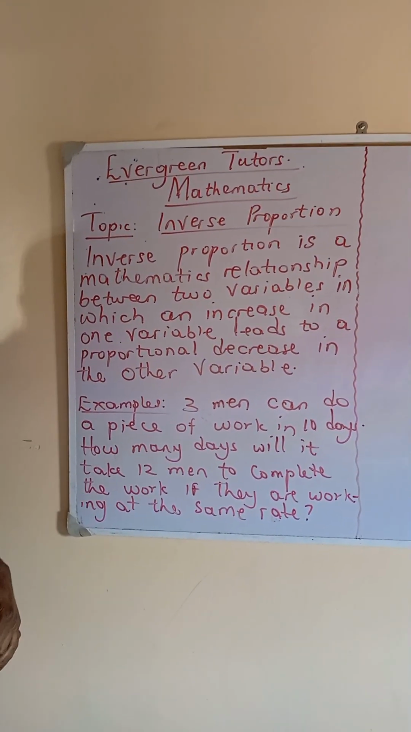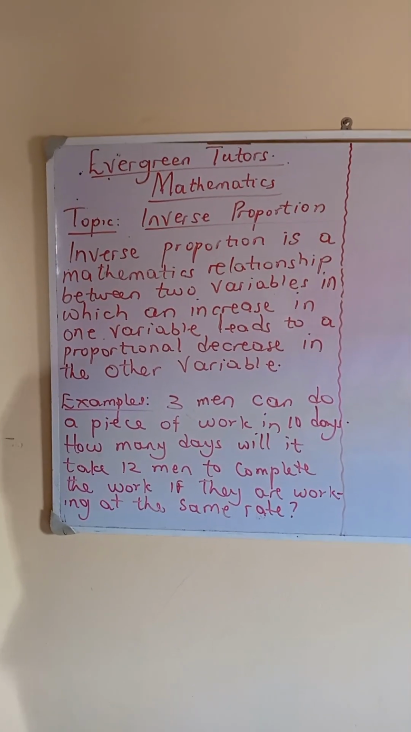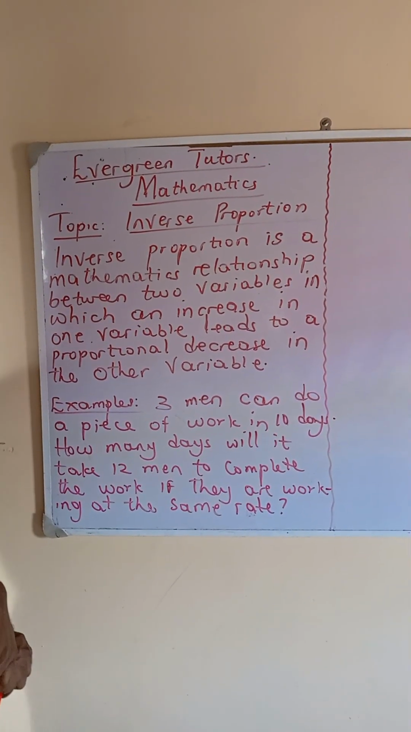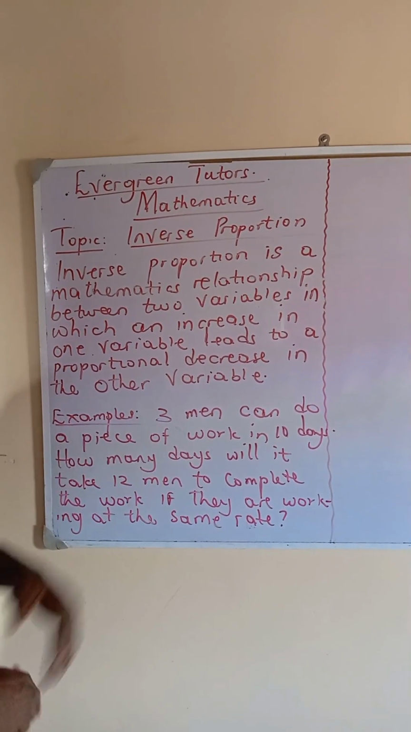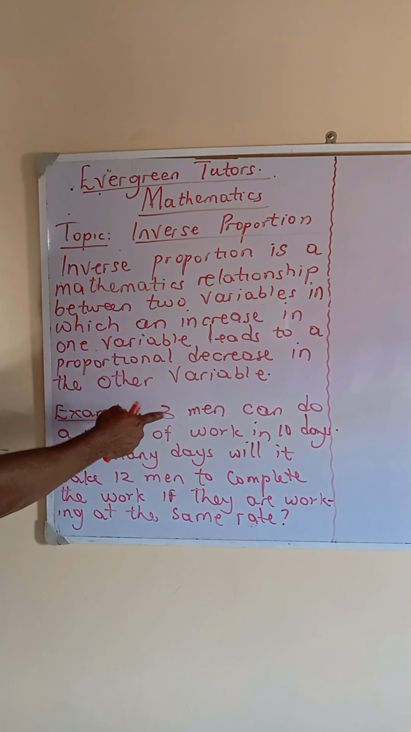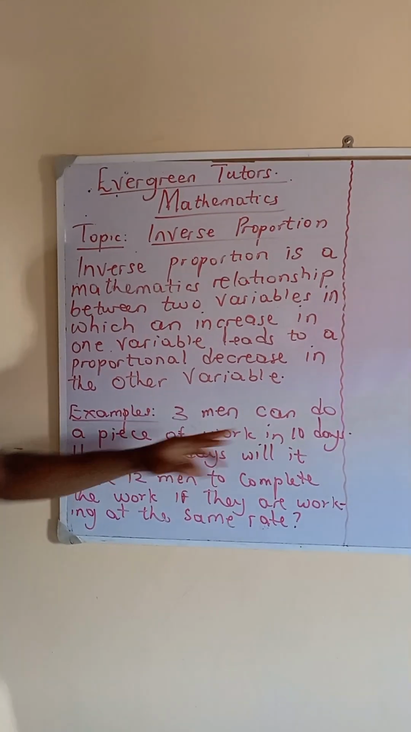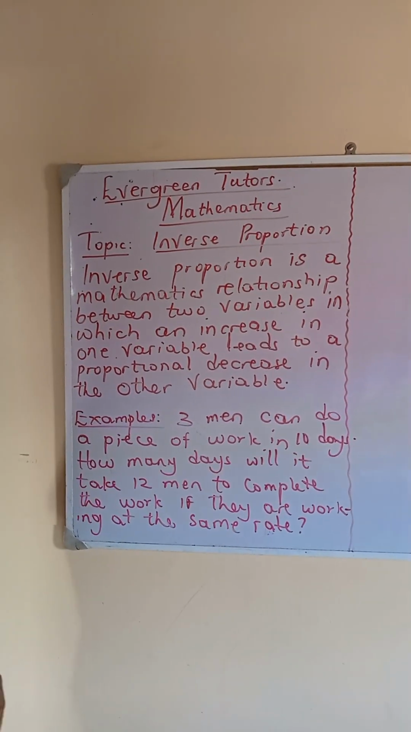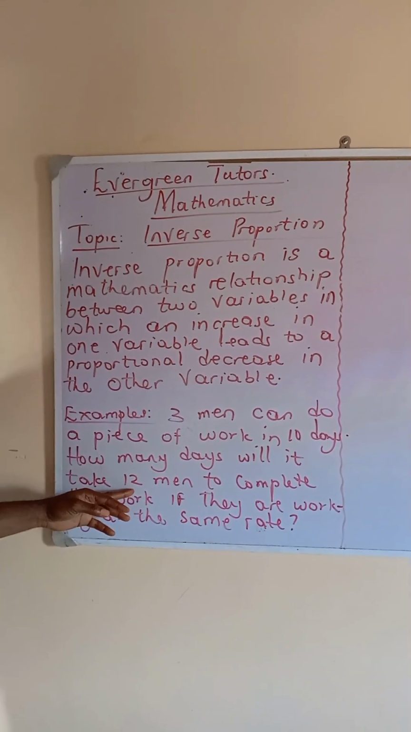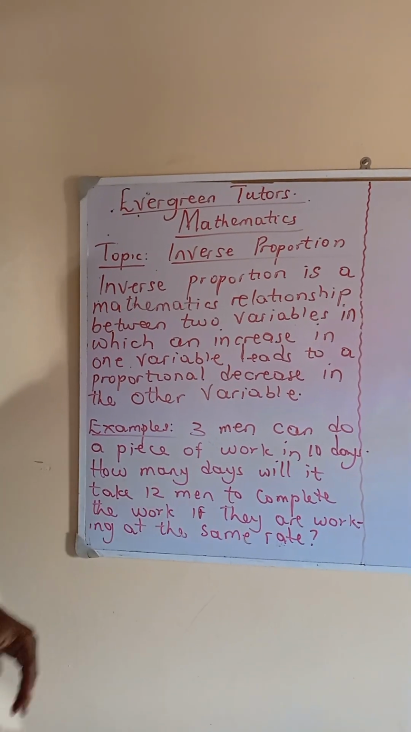How many days will it take 12 men to complete the work if they are working at the same rate? Now this question is similar to what I just explained. 3 men can do a piece of work in 10 days. All right, the number of men to do the work are few, so it will take them 10 days to complete the task. It means if the men increases to 12, it will take them what? Less time to complete the task.